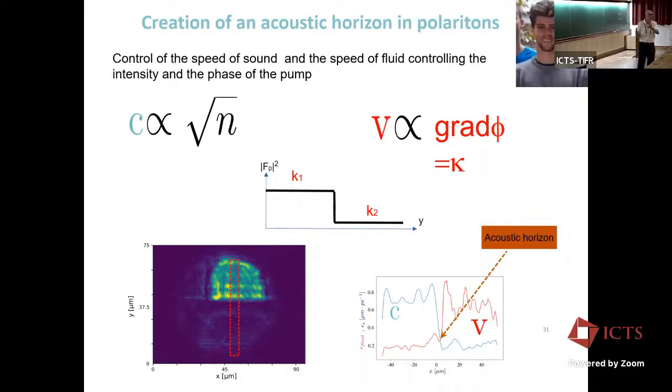So we can imprint the phase of the laser on the fluid. So then it is possible to create two regions, like these experimental results, in which the fluid is subsonic, the speed of sound is larger than the speed of the fluid, and then we have the other region of space. This is a one-dimensional polariton flow.